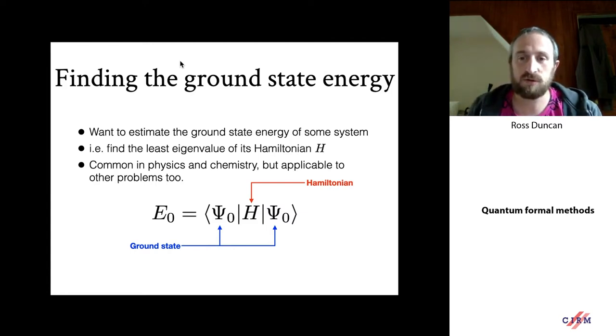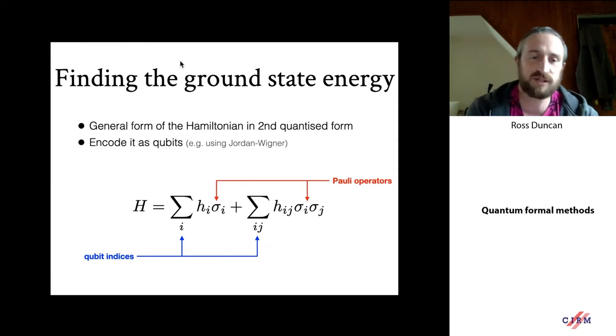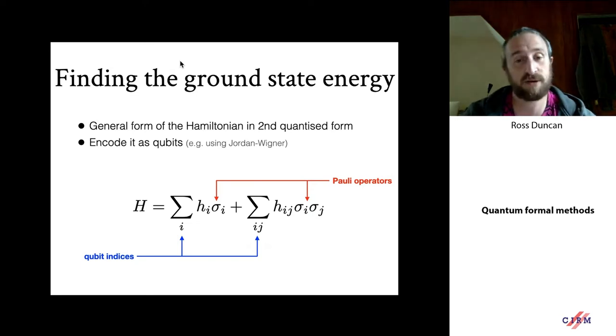Let's zoom in a little bit closer and see what the Hamiltonian looks like. Typically it looks like this. This is what's called the second quantized form. So this is now qubits rather than some other arbitrary operators. The indices here are the indices of the qubits, which will be in my computer. And we can see that the Hamiltonian consists of a sum of Pauli operators, a linear combination of Pauli operators.